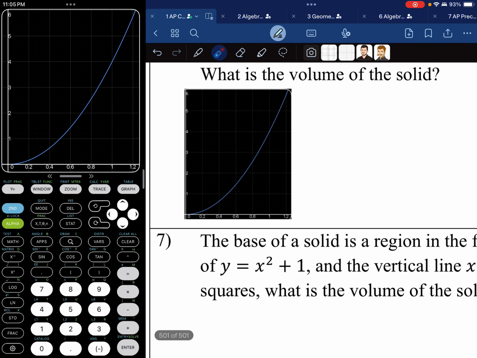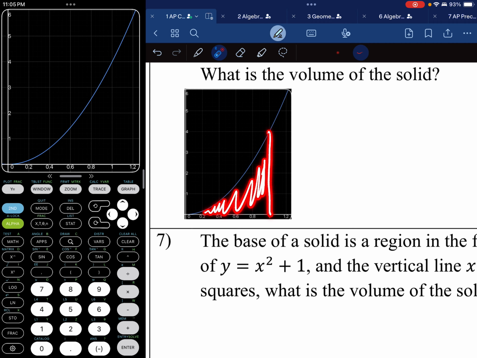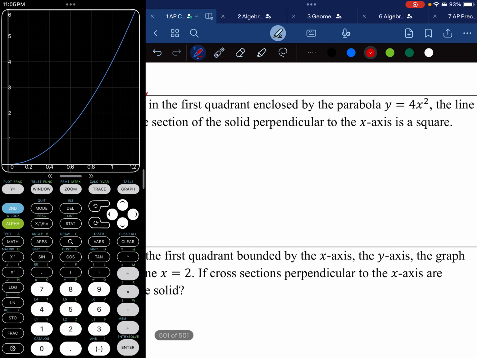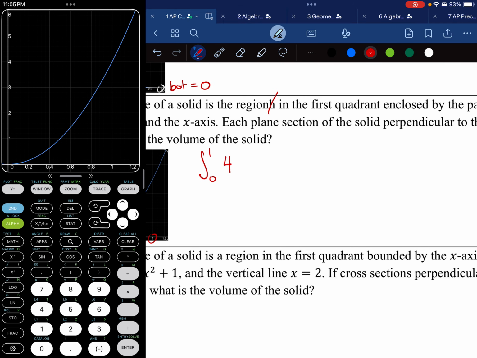So again, what it's really asking for is we're in the first quadrant, so we're all the way in here, all the way up to 1, and there's the area that I'm looking for. So how do I find that thing if it has square cross sections? You're again doing the bounds between this 0 and 1. It's just the integral between 0 and 1. The top of that function is just the parabola 4x squared. So 4x squared, and that entire thing is going to be squared, dx.